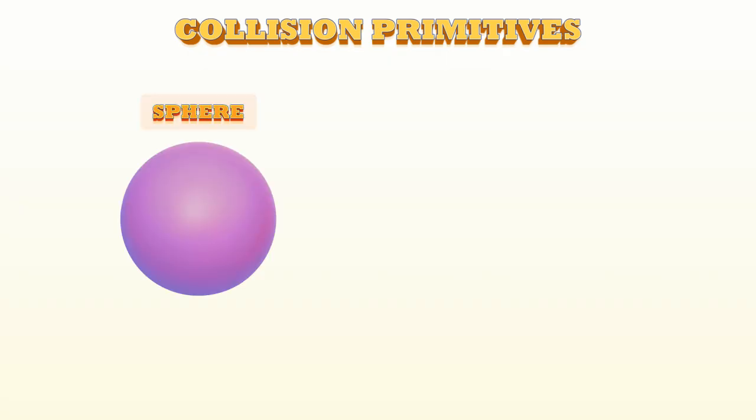Today I'll explain how to detect collision between a sphere and a ray. A sphere is an object represented by a radius, which determines its size, and a position, which indicates its location in the world.